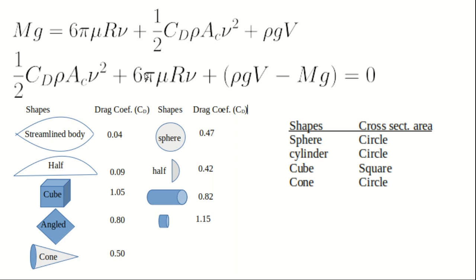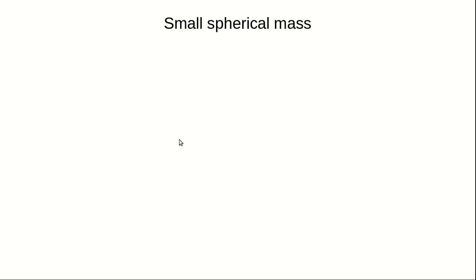So that's that. And this particular final expression here is very important when the sphere or the object is very large. Then let's look at the formula when the object, especially a spherical object, is very small. So consider a small spherical mass.